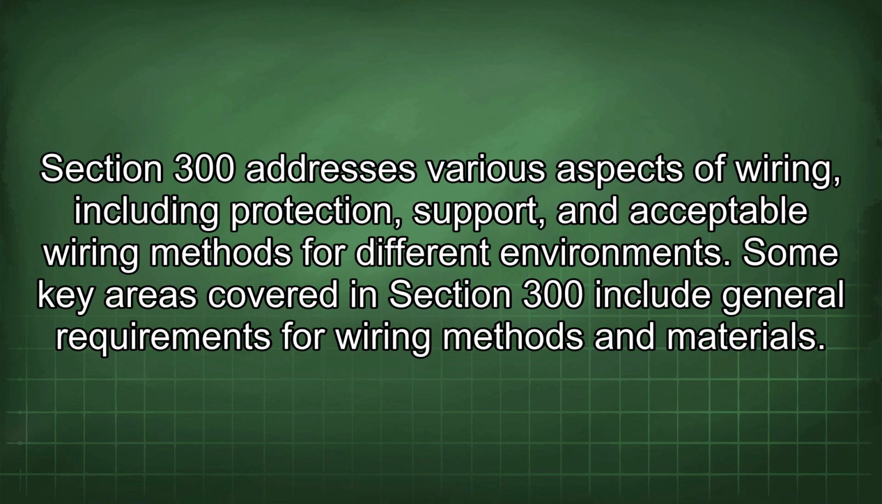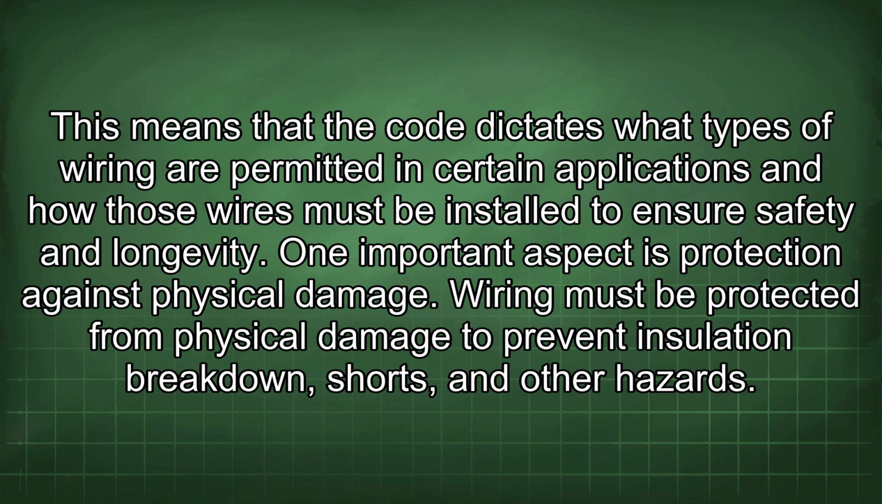Some key areas covered in Section 300 include general requirements for wiring methods and materials. This means that the code dictates what types of wiring are permitted in certain applications and how those wires must be installed to ensure safety and longevity.